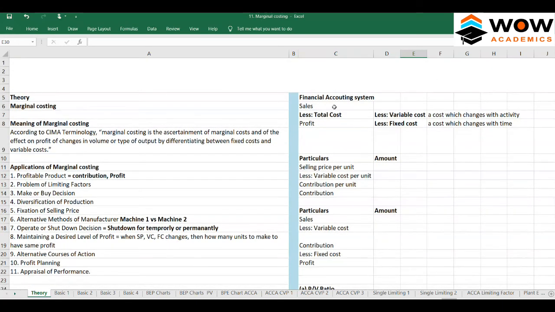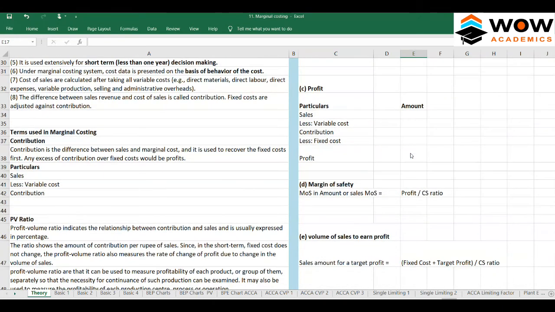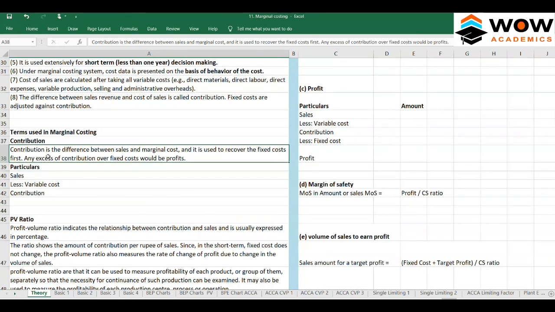So that idea you can get from here. Here we have done it per unit. You can calculate per unit, or you can also calculate the total amount. You can calculate in both ways and you will get a similar answer. So that's what contribution is all about. Contribution is the difference between the sales and the marginal cost or variable cost.